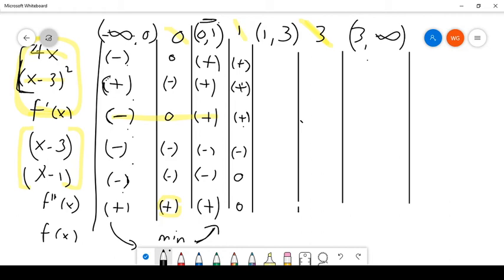So now we'll go to our next interval, which is from 1 to 3. We'll plug in 2. So this will be positive. This will be positive because you're going to be squaring. The result is the first derivative will be positive. This right here will be negative. This right here will be positive. A positive times a negative is a negative.